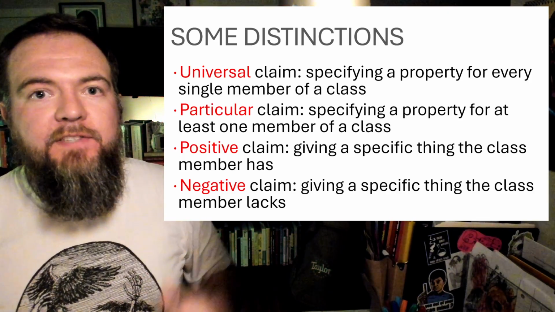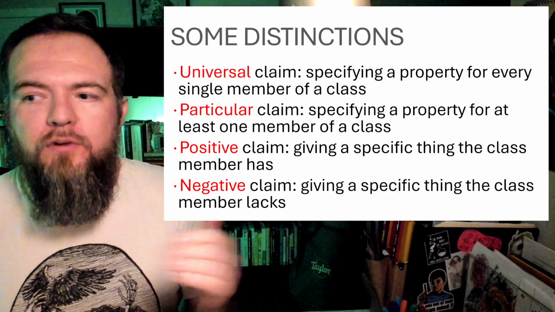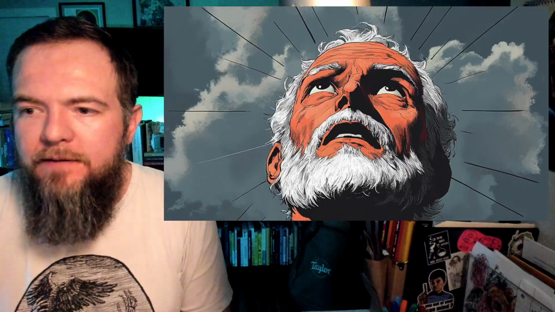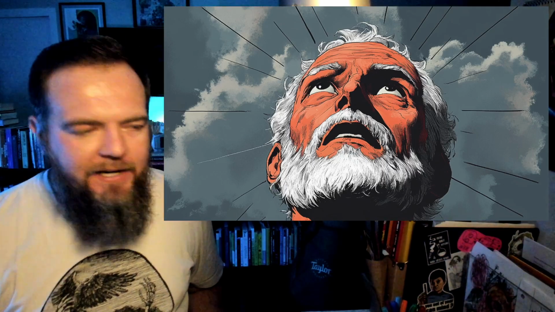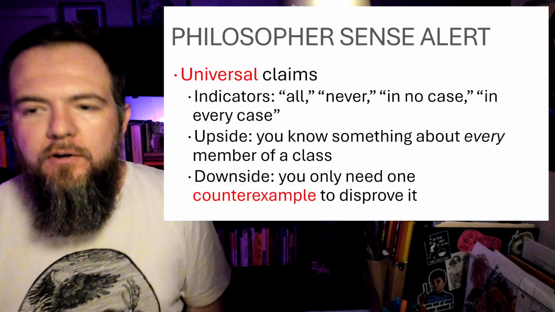Okay. So universal versus particular, talking about everything versus just talking about at least one. Positive versus negative, saying what something has versus saying what something lacks. Those things can help us to make distinctions with respect to different definitions. Now, one of the things that I want to say here, and I tried to get Midjourney to give us an image of Aristotle having his philosopher senses going off, kind of like Spider-Man has his Spidey senses going off. We should be really, really attentive whenever people use universal claims.